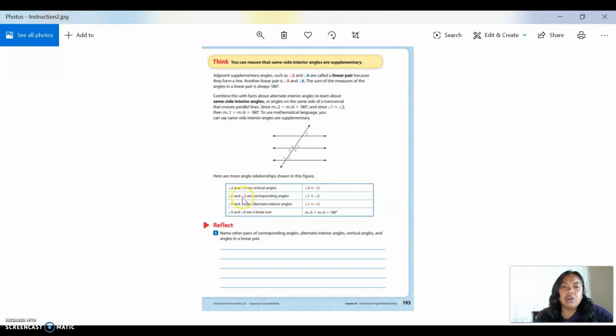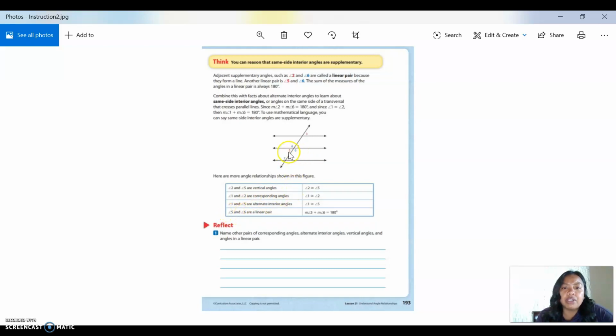Okay, the next one, angles 1 and 2 are corresponding angles. So 1 and 2 right here, they're in the same location, the top right-hand side of their parallel line, just on a different line. We call those corresponding angles, which are congruent. Okay, next one, 1 and 5. These are alternate interior angles. So on the inside of the parallel lines, alternating sides of the transversal, they are equal, or congruent, as well.